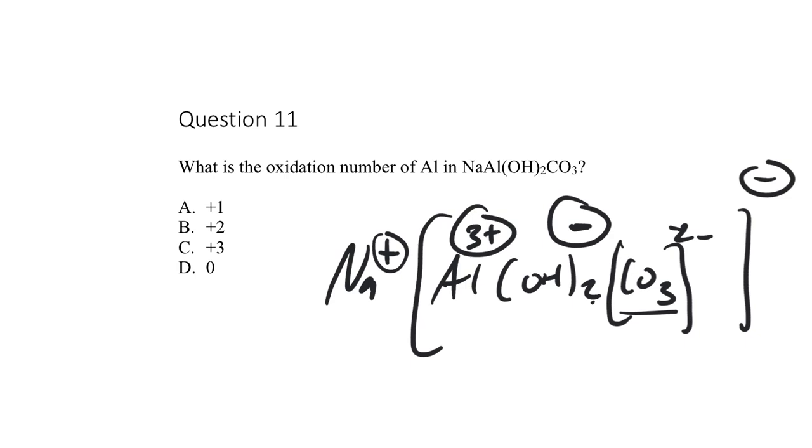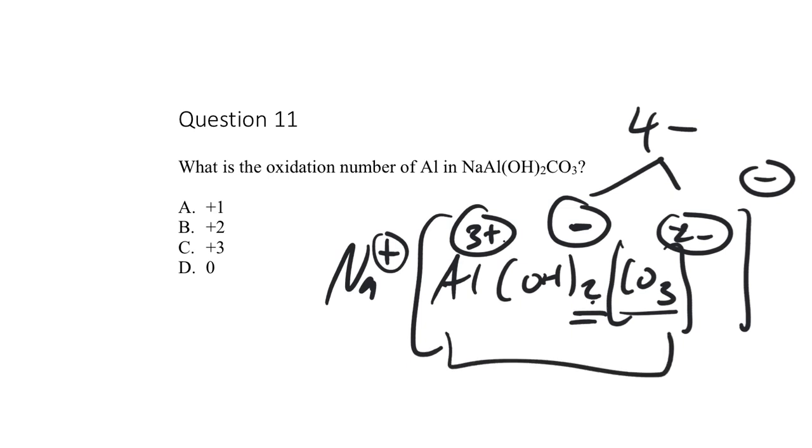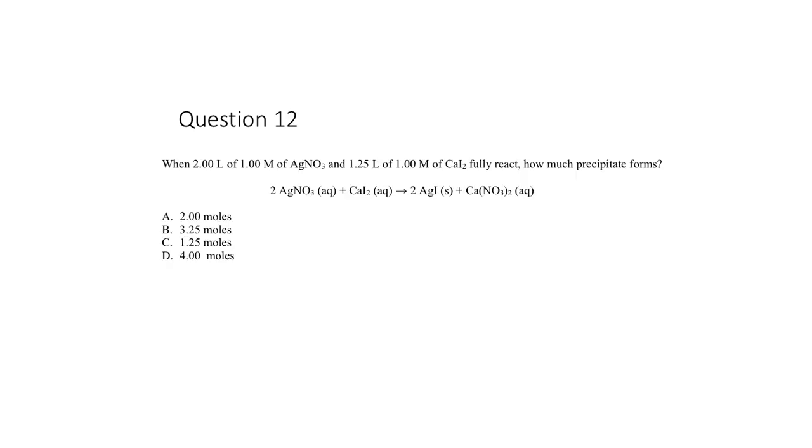I'm just looking at the charges of these polyatomic ions. Carbonate's a 2 minus, hydroxide's a minus 1, and I've got 2 of them, so that is an overall 4 minus. If I have a 3 plus on the aluminum, that makes the overall group of these ions negative, which makes sense with the sodium positive. So it's a kind of tricky oxidation number question, but just a review question from chapter 4.